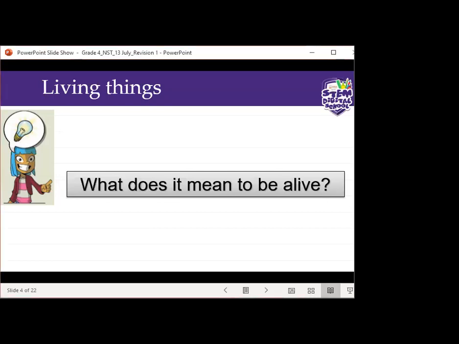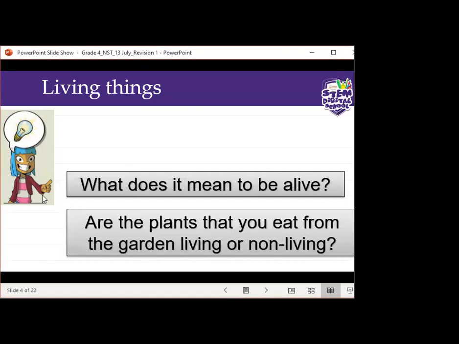Right, so another question that I have, and I see Toby's hand is up, and Toby, I'll ask you this particular question. Are the plants that you eat from the garden living or non-living? So this next question is for you, Toby. Are the plants that you eat from the garden living or non-living? Toby?